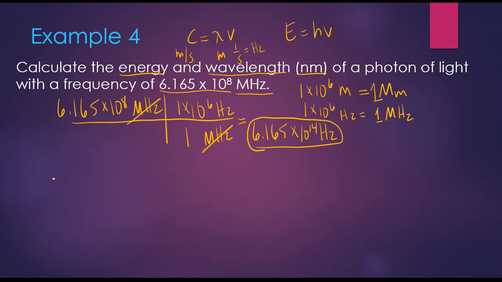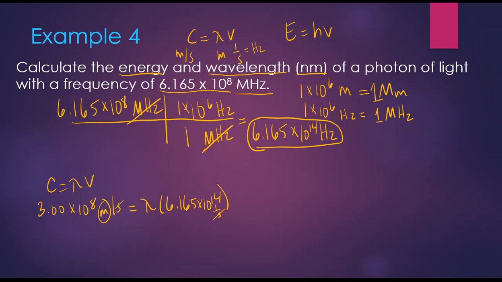But now that I have that, I can plug into my equation. I have the speed of light, 3 times 10 to the 8th meters per second. That's going to equal the wavelength times the frequency here. And in this case, dividing by the hertz, 1 over seconds, so these would cancel. And I'll be left with the wavelength in meters, and then I can convert that over to nanometers. So 3 times 10 to the 8th divided by our frequency.